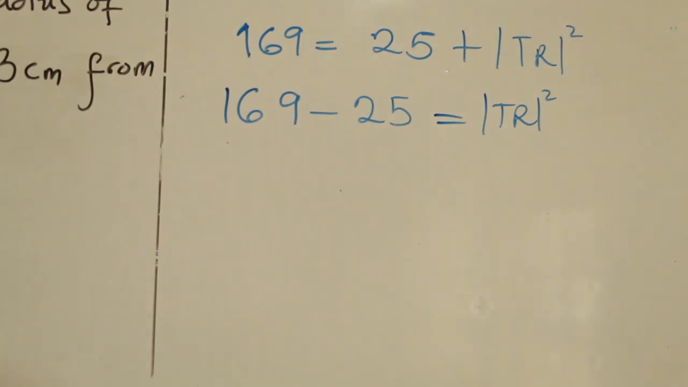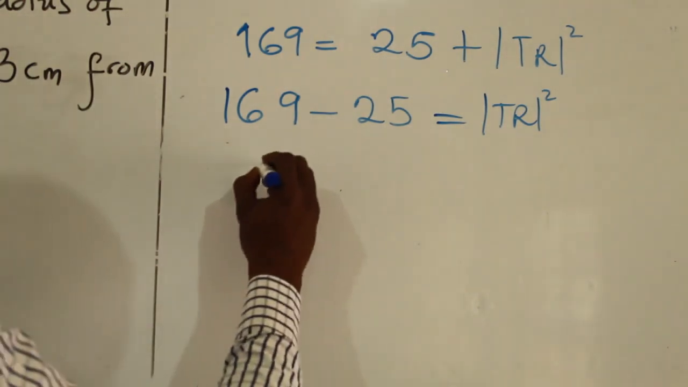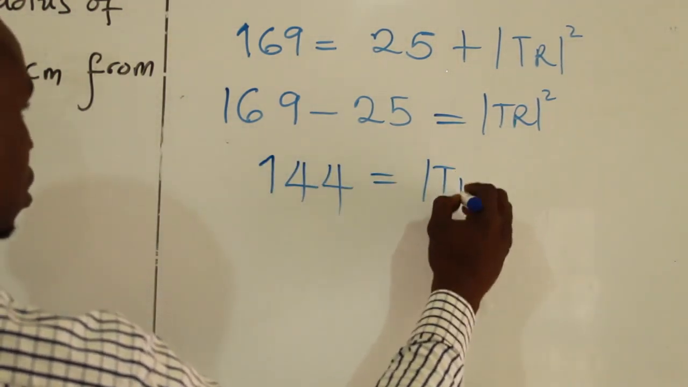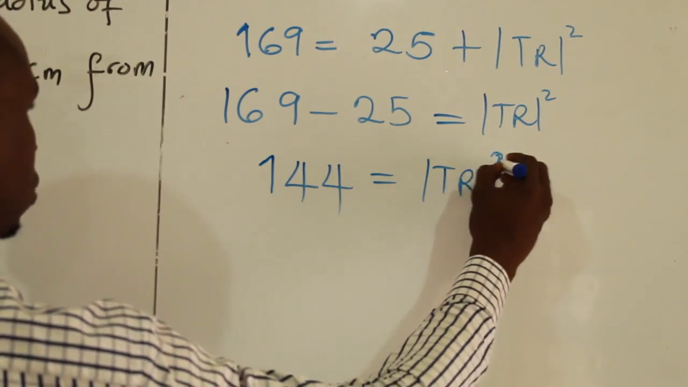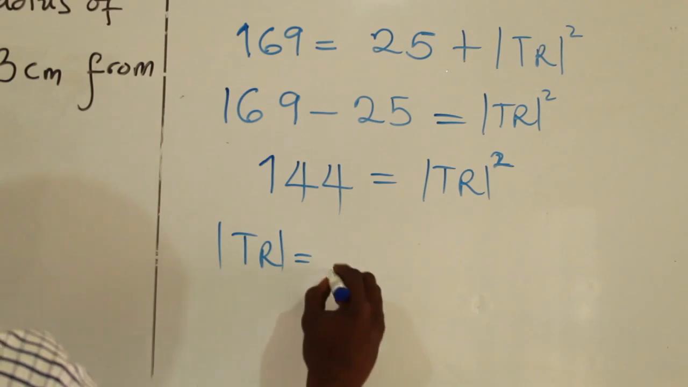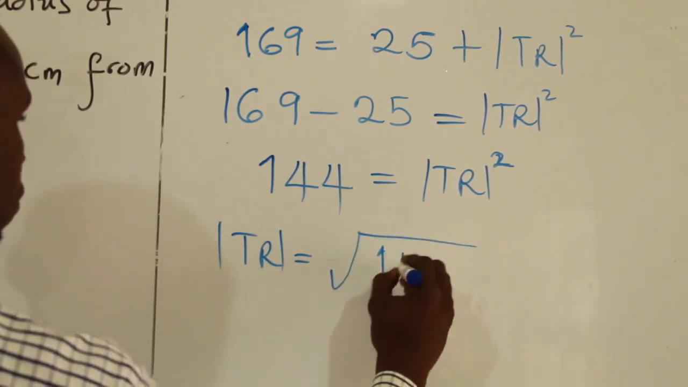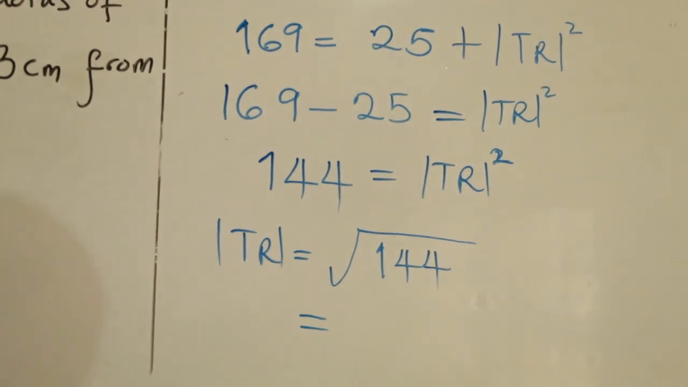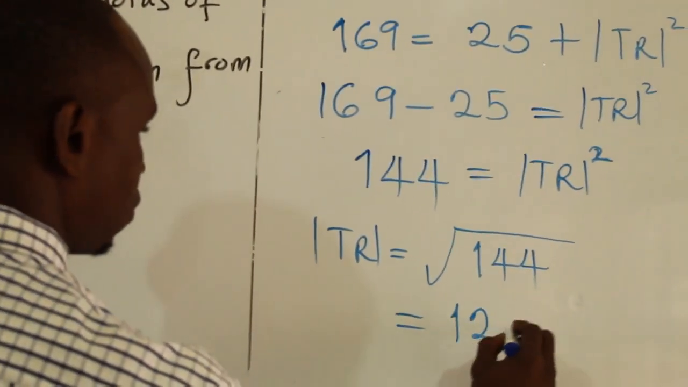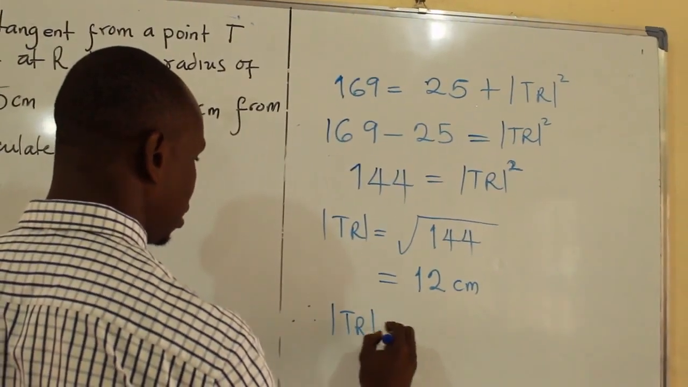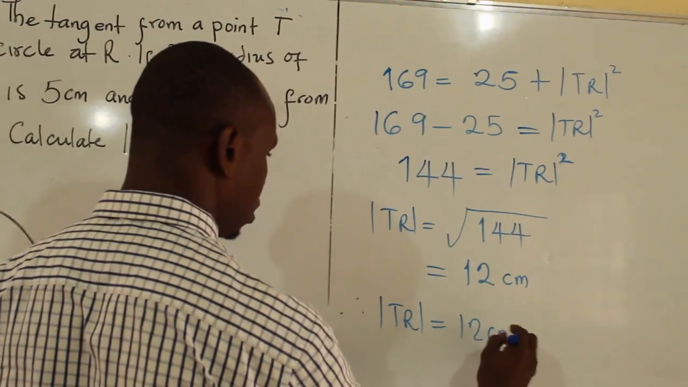If you do your check, 169 minus 25 is 144. And that is equal to TR square. Now, to get the value of TR, we find the square root of 144. And if you do that, you will get 12 centimeters. Therefore, line TR is equal to 12 centimeters.